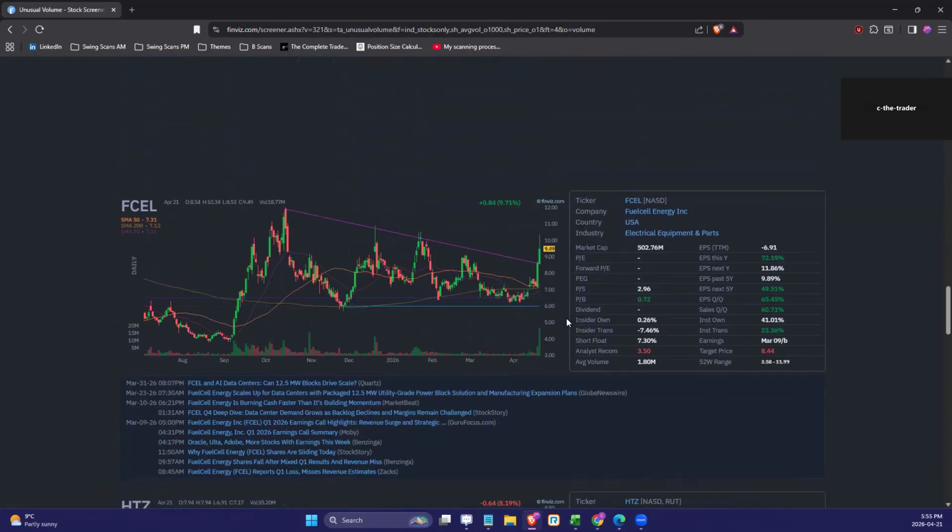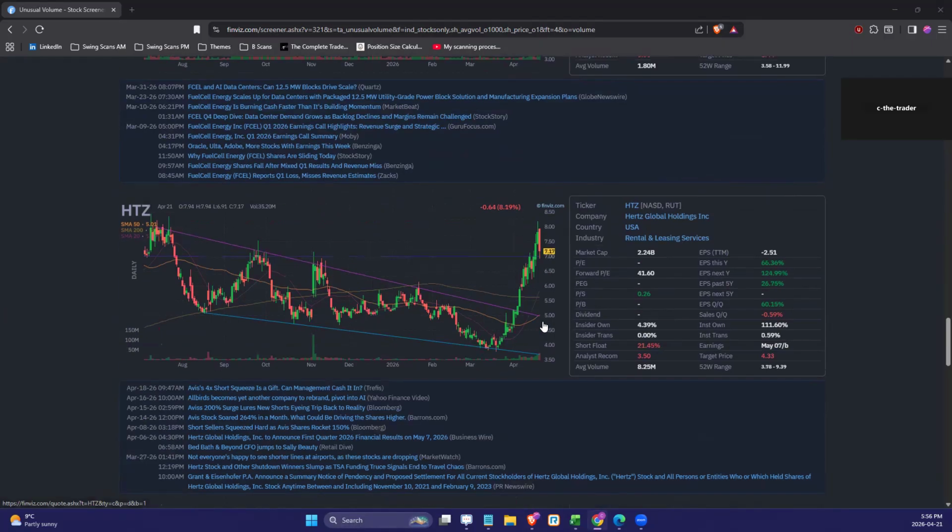This one looks good. Fuel cell. Oh, I remember Muggy traded this one way back in the day, I feel like. Dude, F cell. It's still active. Look at that. That's kind of interesting, having a trend line breakout here. So I'm going to add that to the watch list just to further investigate.